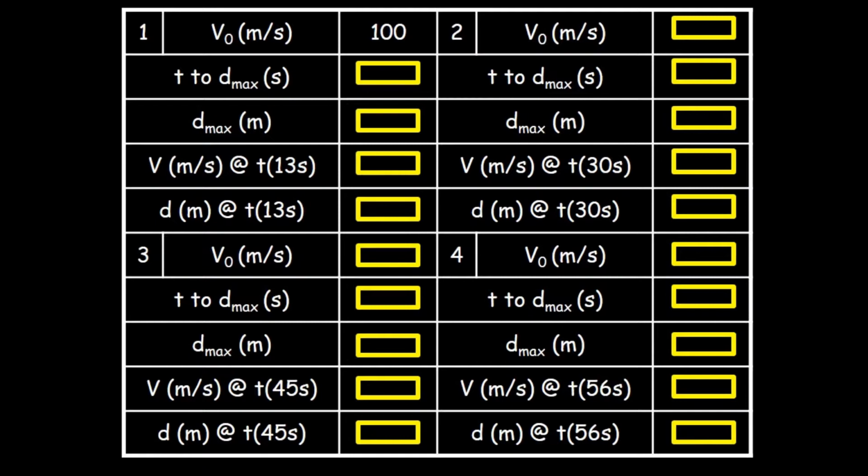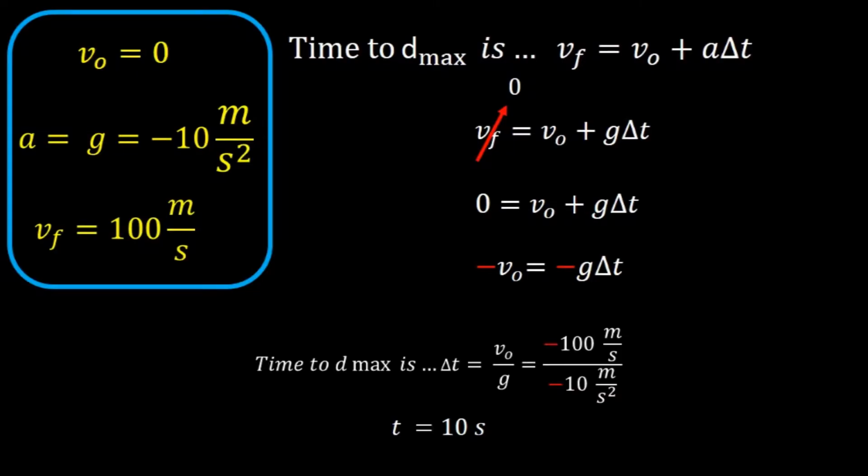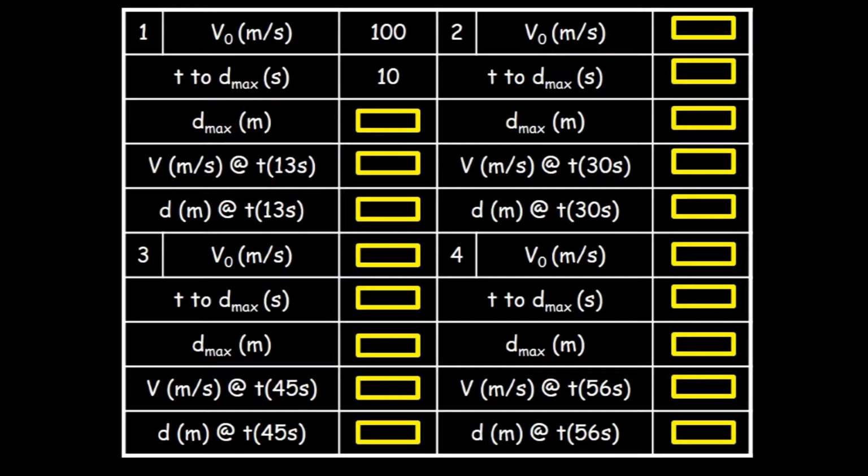So T to Dmax would be literally Vf equals V naught plus G delta T. Solving for time, the final velocity would be 0. Does everybody get that? The final velocity is 0 because it rises to the top. And then you would solve for 10 seconds. A quick way to do it would be to simply divide by 10. Simple. So you get that initial velocity, you divide by 10. But in terms of equations, that's the equation you would use.